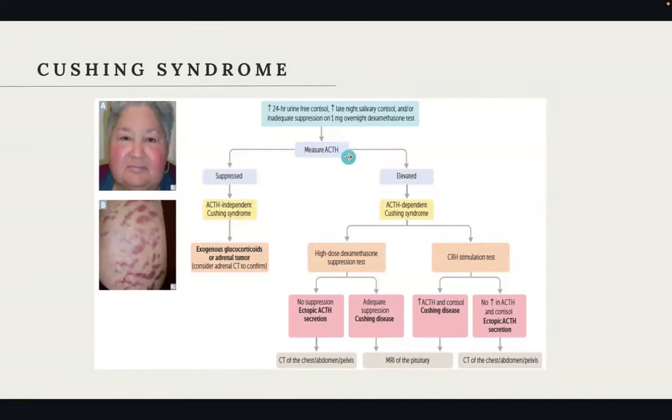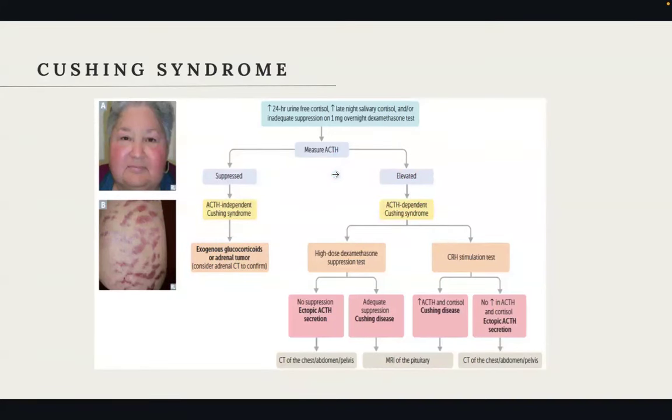ACTH will be suppressed because I have really high cortisol. It's going to basically feedback inhibit my pituitary. And I'm going to have, what is this? It is going to be an adrenal tumor, which means it's ACTH independent. The problem is not ACTH that's causing this high cortisol. Now, if it's still elevated, it didn't get suppressed, this means that it's ACTH dependent. The problem is my ACTH is uncontrolled. It's causing for me high cortisol.